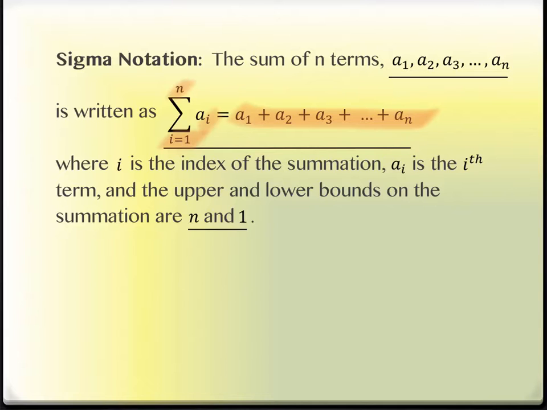The i is called the index of summation. A sub i is the ith term. And then the upper and lower bounds on the summation are the lower underneath the sigma notation, which is 1, and the upper one above it, which is n. And when we're working, we're going to have that n on top be a specific number, right? So it's not going to say 1 to n, it'll say like 1 to 5, and we're adding up the first 5 terms.